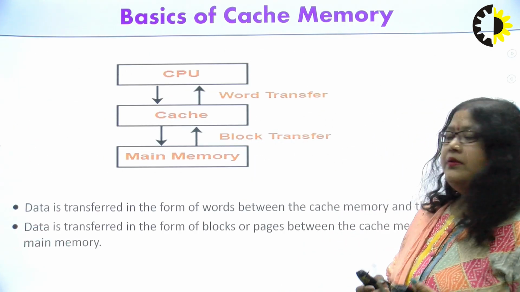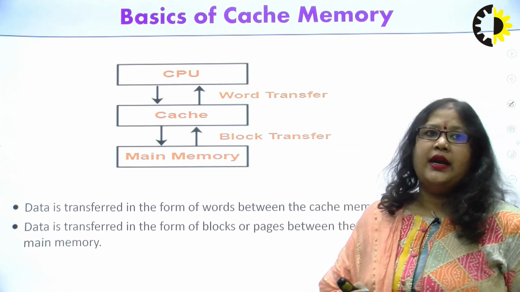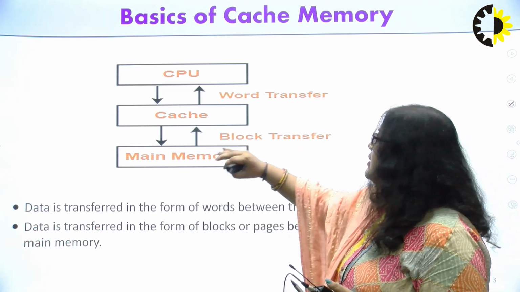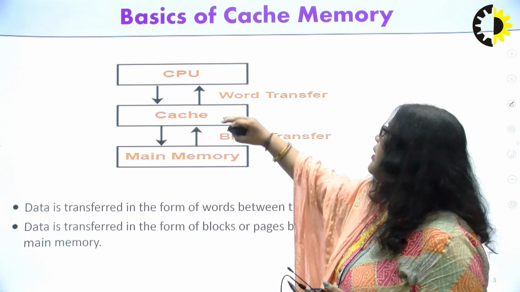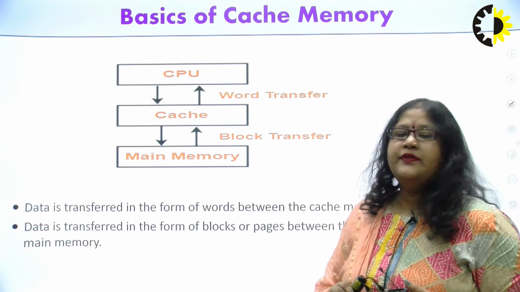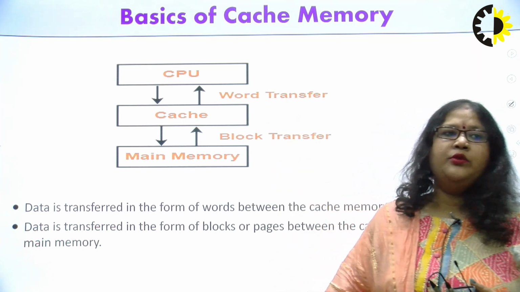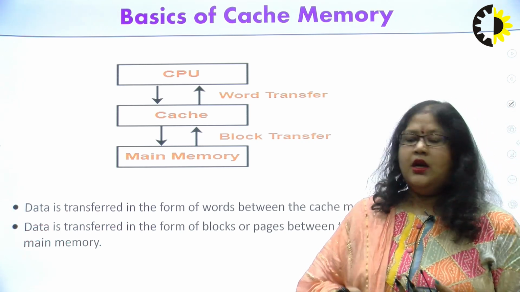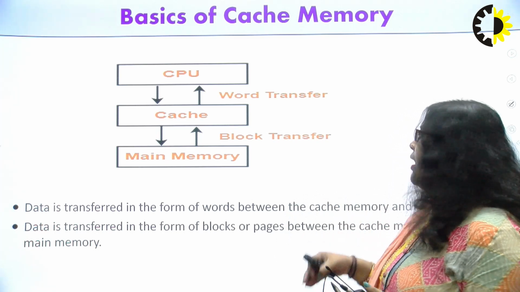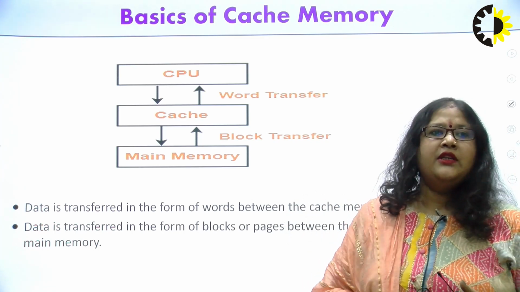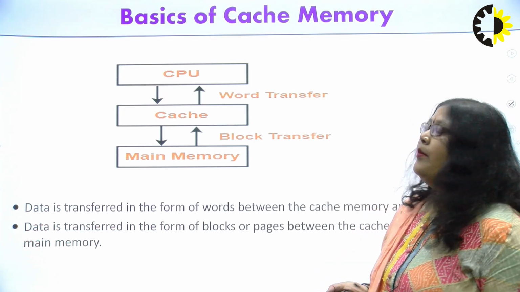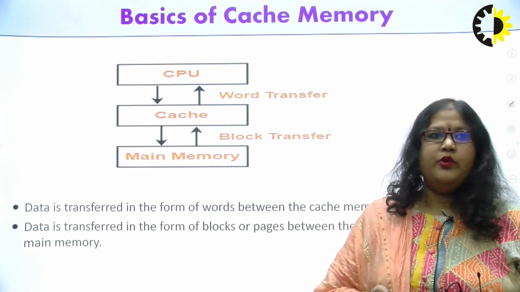Now we have a diagram that shows the cache in between the CPU and the main memory. This diagram depicts that the main memory transfers the data in the form of block transfer, and the cache memory transfers the data to the CPU in the form of word transfer. So data is transferred in the form of words between the cache and the CPU, and data is transferred in blocks between the main memory and the cache memory. So this is the basic diagram of the cache memory.